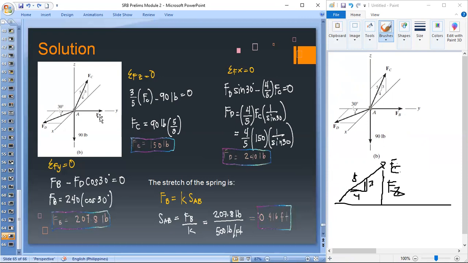So, FB naman, no? So, FB, summation of forces at X. So, isa lang naman yung nag-a-act natin sa X, which is ito. Diba? Kasi bumaba siya. Kumbaga, umalis siya ng axis niya. So, sine 30, given ka ng 30 dito. So, at x-axis, kaharap, 30, sine, same thing. So, FD sine 30 is minus 4/5.